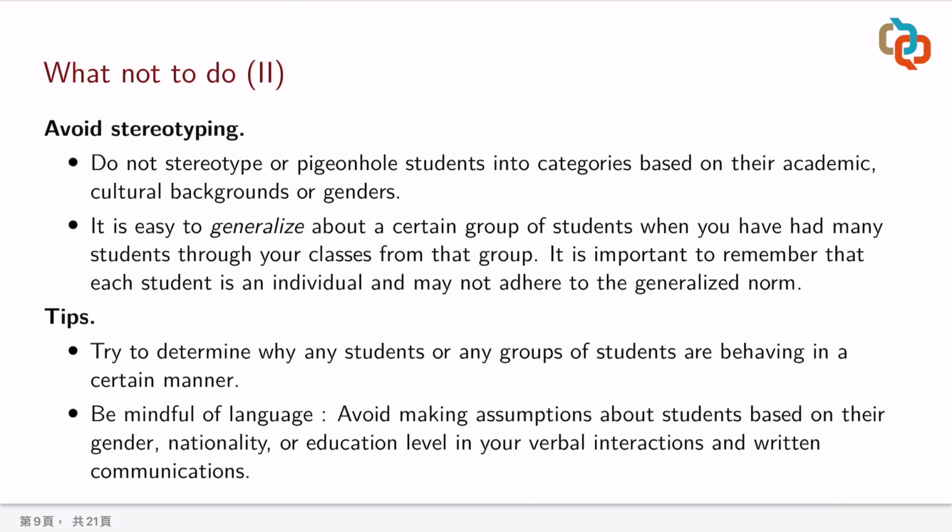Instead of stereotyping students, try to determine exactly why certain groups of students are behaving in a certain manner. And more importantly, be mindful about your language. Avoid making assumptions about students based on their gender, nationality, or education level in your verbal interaction and written communication.